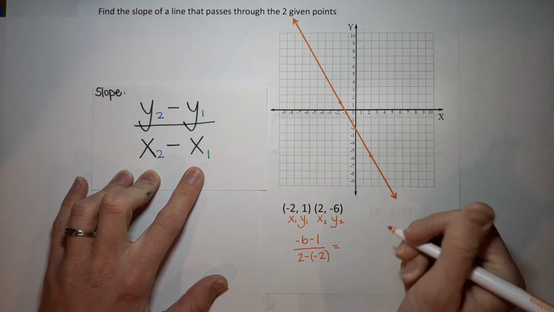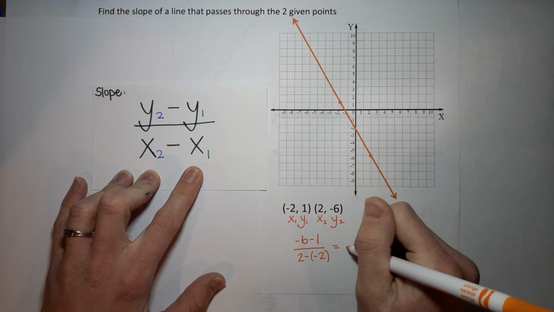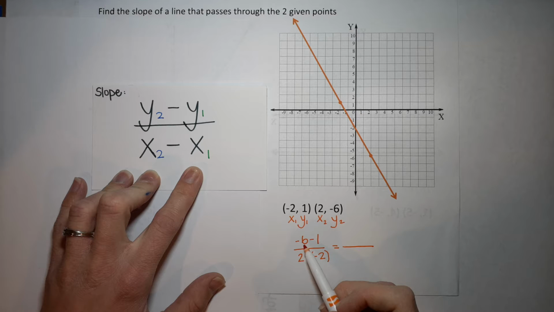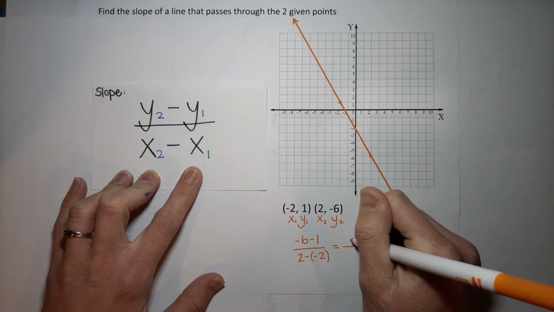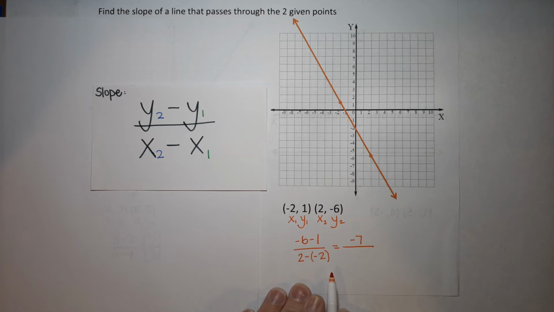All right. We'll talk about this. -6 minus 1. Okay, that's like I owe somebody $6 and then I borrow another $1, right? So I owe them $7. So a -7. Down here, I've got 2 minus a -2 or 2 take away a -2.